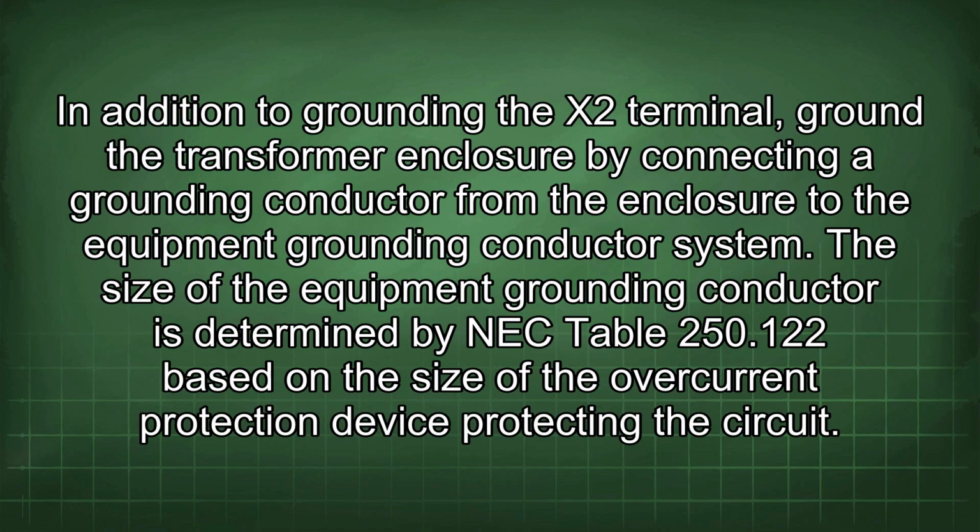In addition to grounding the XDU terminal, ground the transformer enclosure by connecting a grounding conductor from the enclosure to the equipment grounding conductor system. The size of the equipment grounding conductor is determined by NEC Table 250.122 based on the size of the overcurrent protection device protecting the circuit.